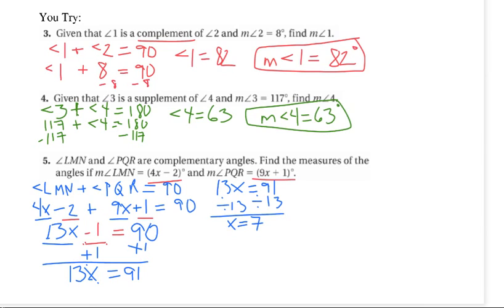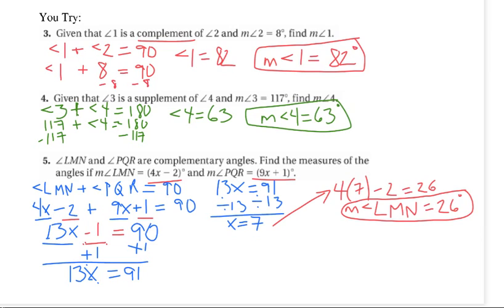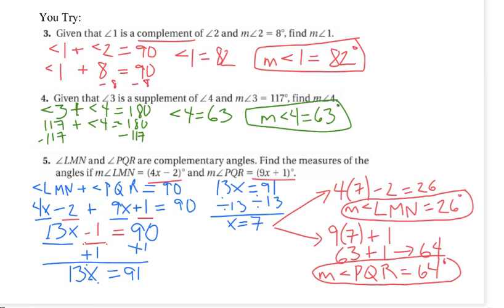So the first one, angle LMN, should come out at 26 degrees. The next angle, angle PQR, should come out at 64 degrees. And if you do a mental check, you can see that 6 and 4 gives you 10, 6 and 2 gives you 8. So another 10 more from the 6 and 4 when it's carried over does give you the 90 degrees that you need for the complementary.